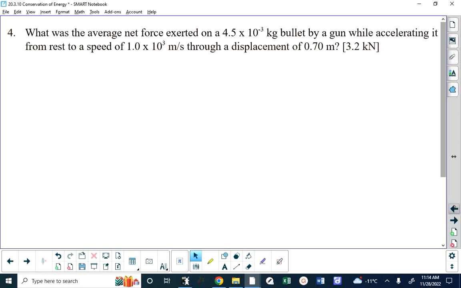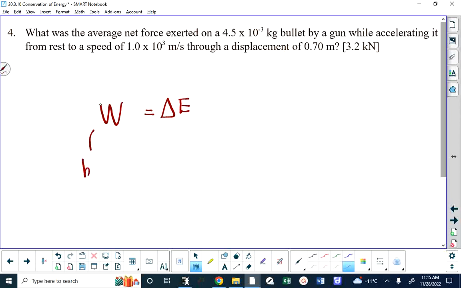So work is done. Work equals change in energy. This is work done by the gun. This is change in energy of the bullet. And by the way, this question, and in fact maybe most of these questions, could be solved using kinematics and dynamics, because you can use F net equals ma and you can use kinematics. But this is a more direct approach.